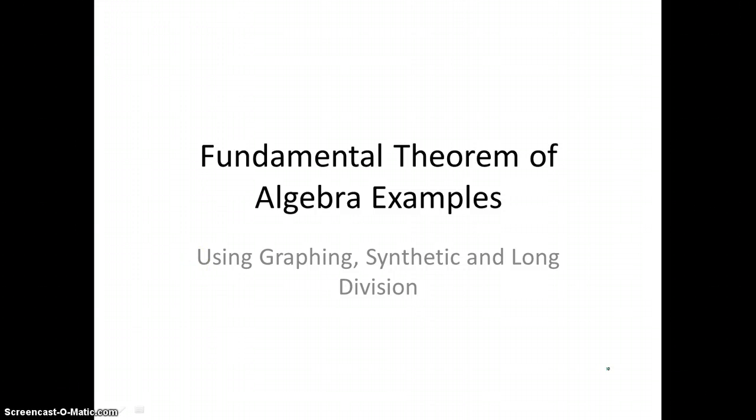Today we're going to do some more examples with the Fundamental Theorem of Algebra, and this is, I think, the hardest thing that we have in Chapter 7. I just want to do some additional examples that will hopefully show all the different ways that we can do these kinds of problems.